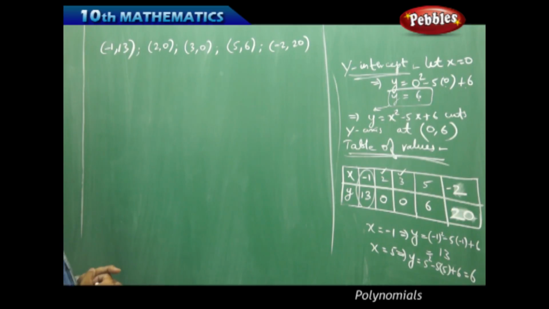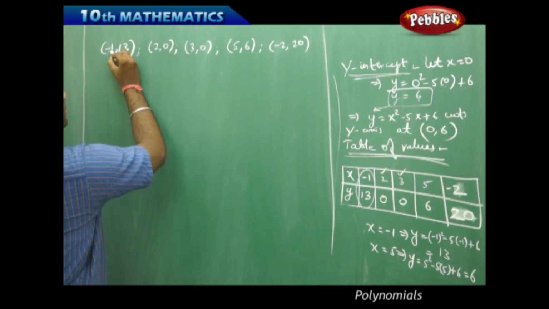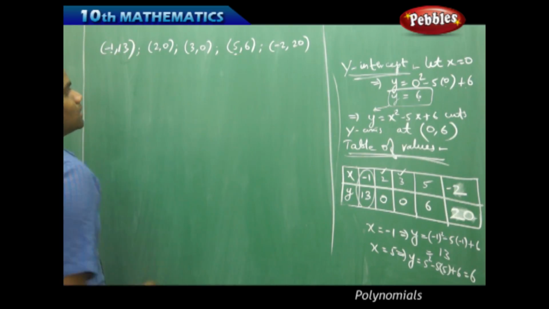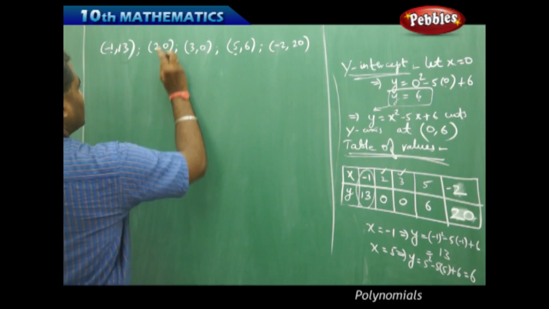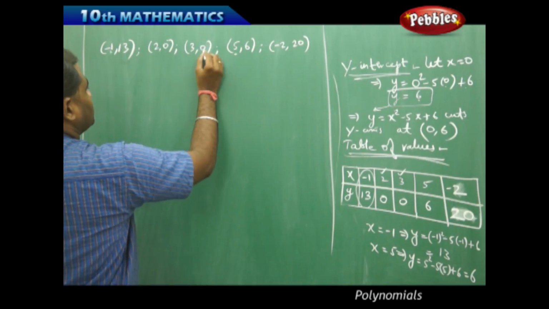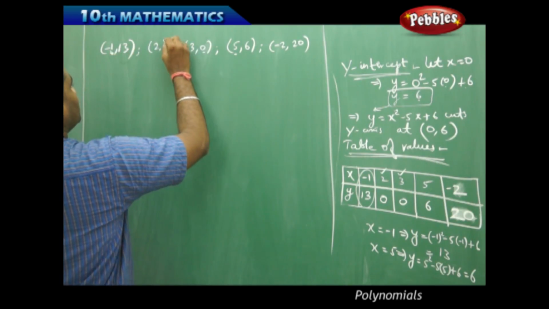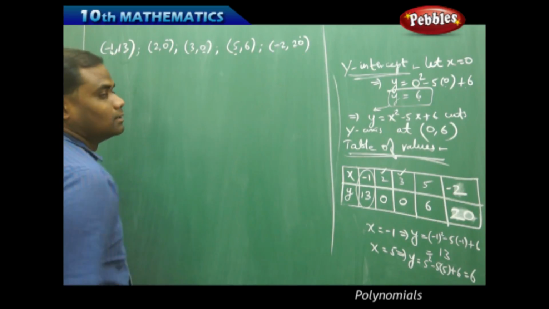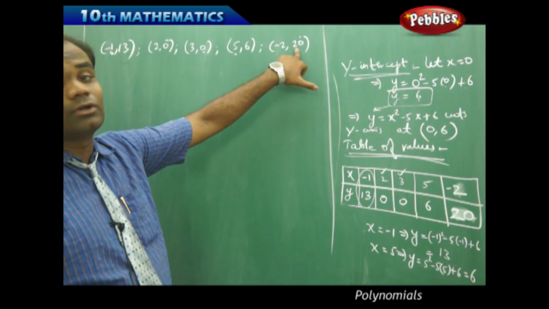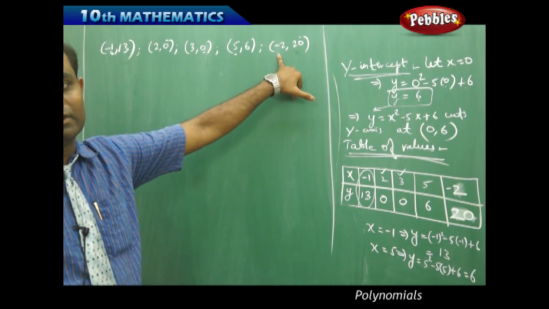Now in this case, I see that the lowest value of x is -1 and the highest value is 5. So my x-axis will have a scale ranging from -1 to 5, and the lowest value of y is 0 and the highest value of y is 20. So I need to take a bigger scale because 20 is the highest value. So the scale depends on the values you have in the coordinates.